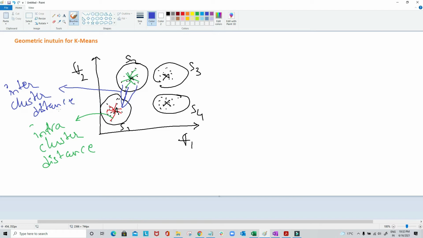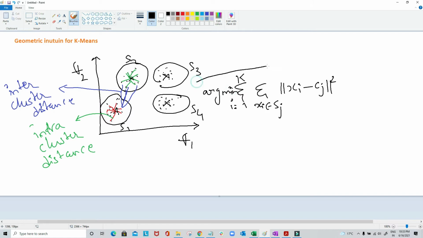So essentially, what K-means tries to do is, for all clusters i equals 1 to K, where K is the number of clusters, and the points Xi belonging to set Sj, that means for cluster 1 and the points belonging to set S1, it has to minimize the distance within the clusters: the argmin of Xi minus Cj squared. This is the main objective of K-means clustering.